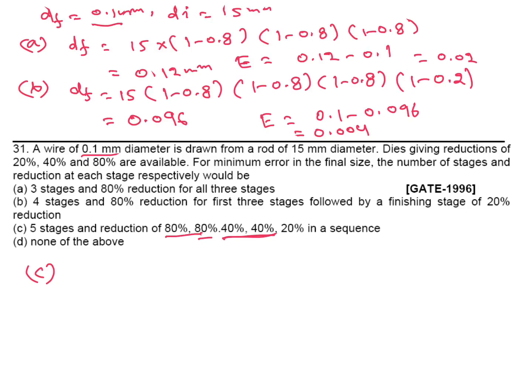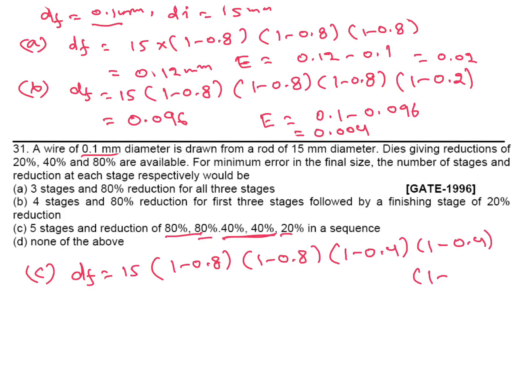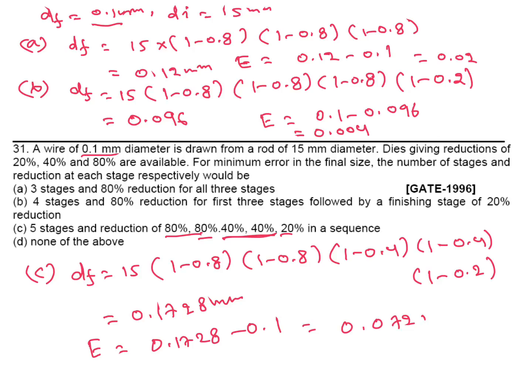So DF is 15, initial, into first 2 stages 80%, so (1 minus 0.8) twice, third one 1 minus 0.4, fourth one also 1 minus 0.4, then fifth one 1 minus 0.2. If you solve this one, you will get 0.1728 mm. So error E is 0.1728 minus given 0.1, so 0.0728. Error is this one. So least error is in the second case, 0.004. So answer is B.